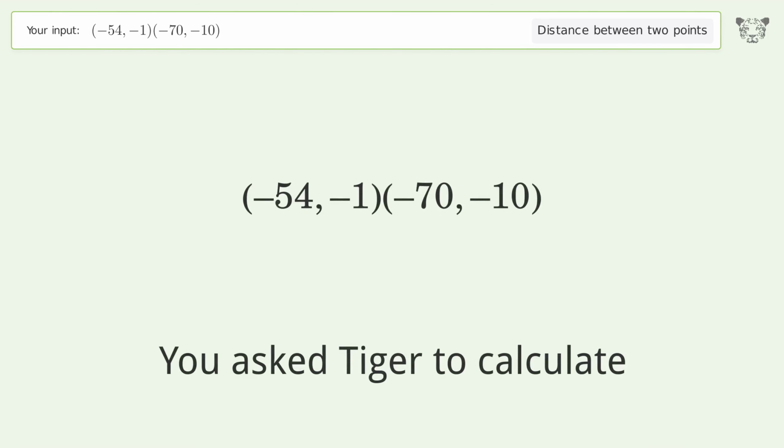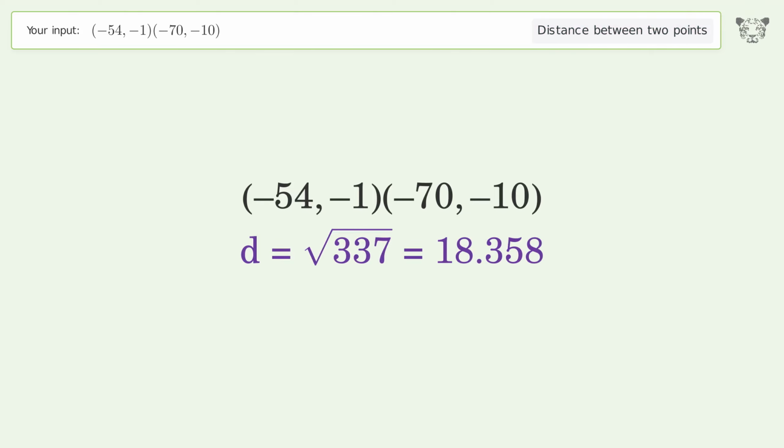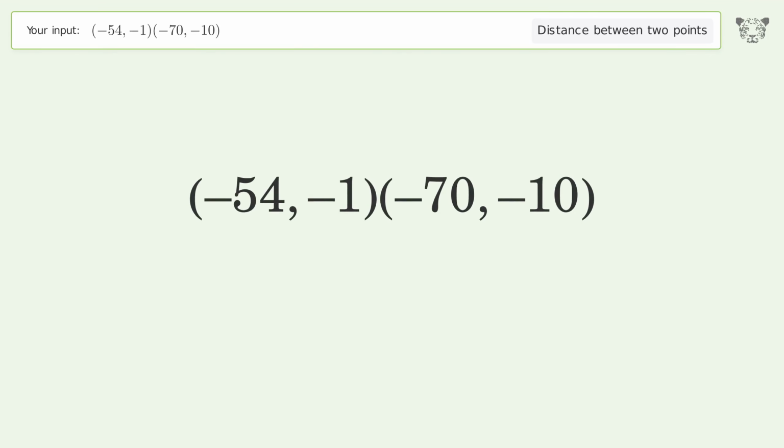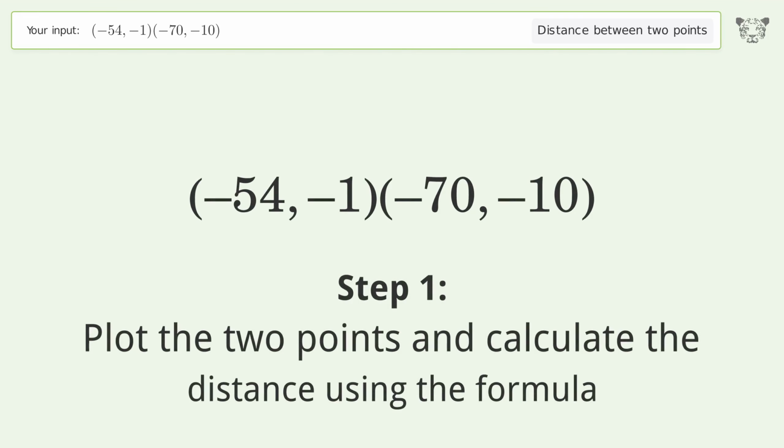You ask Tiger to calculate. This deals with the distance between 2 points. The distance between the 2 points is the square root of 337, or 18.358. Let's solve it step by step. Plot the 2 points and calculate the distance using the formula.